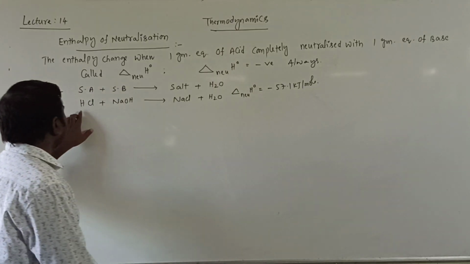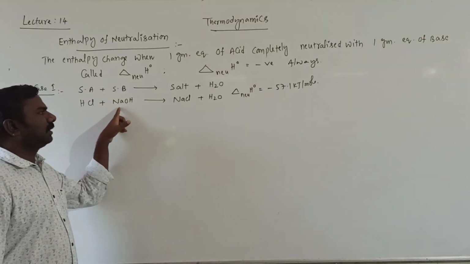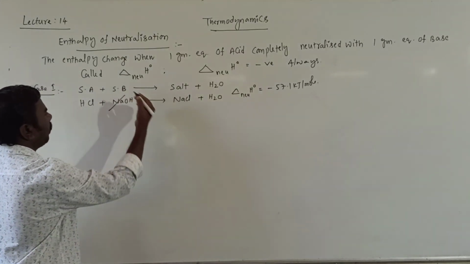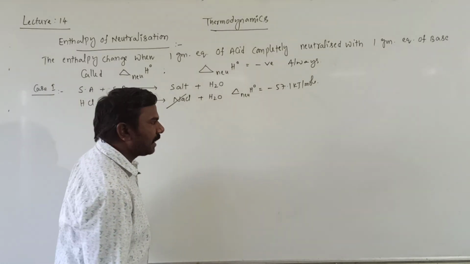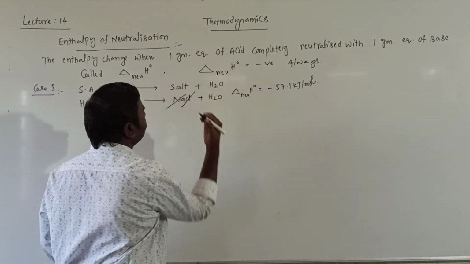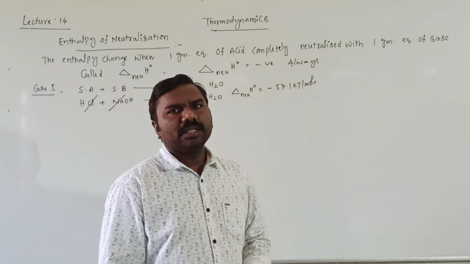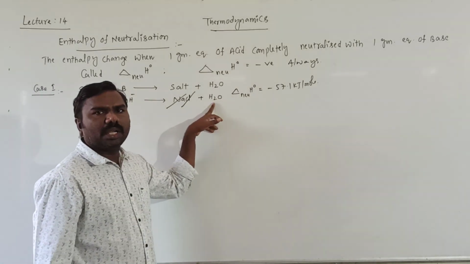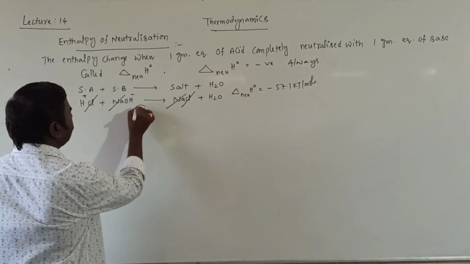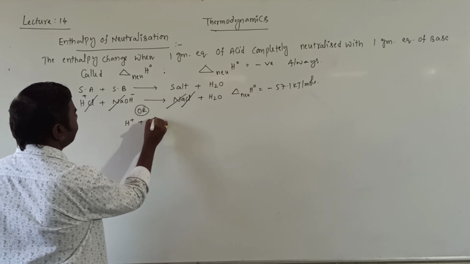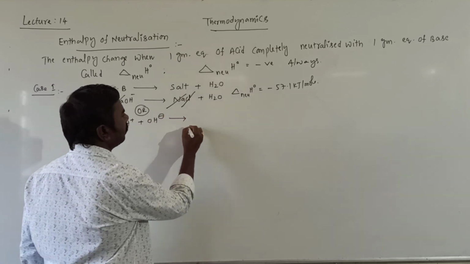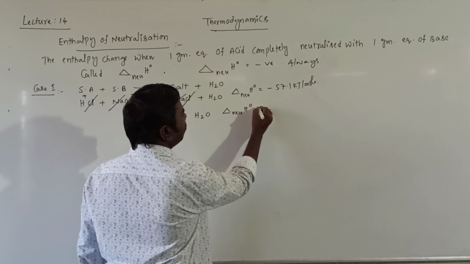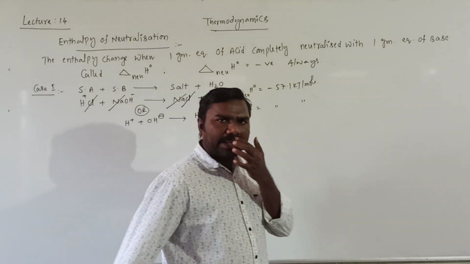Students, you observe here: H plus, Cl minus, Na plus, OH minus, Na plus, Cl minus. Na plus and Na plus, left and right, will be cancelled. Cl minus and Cl minus will be cancelled. The left is H plus and OH minus giving rise to H2O. You can write it as H plus plus OH minus gives H2O. This is also enthalpy of neutralization, students. The value will be the same. Clear?